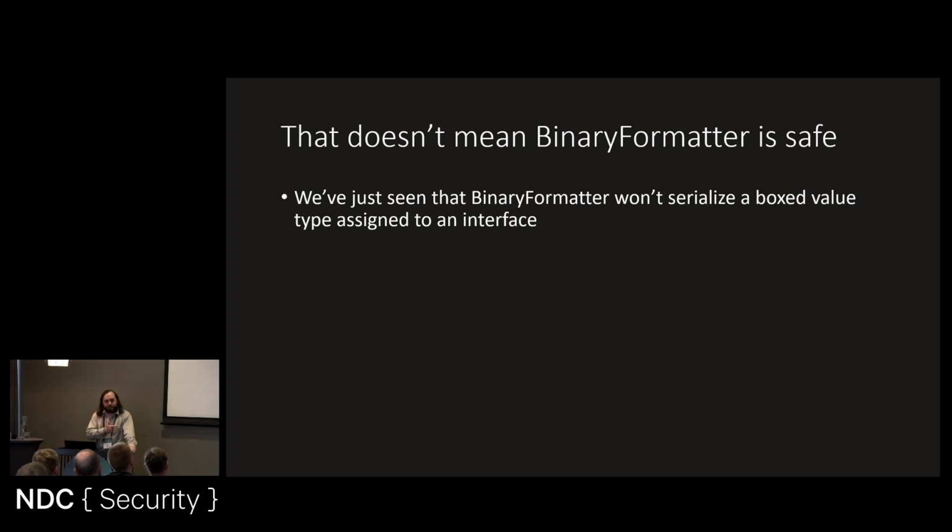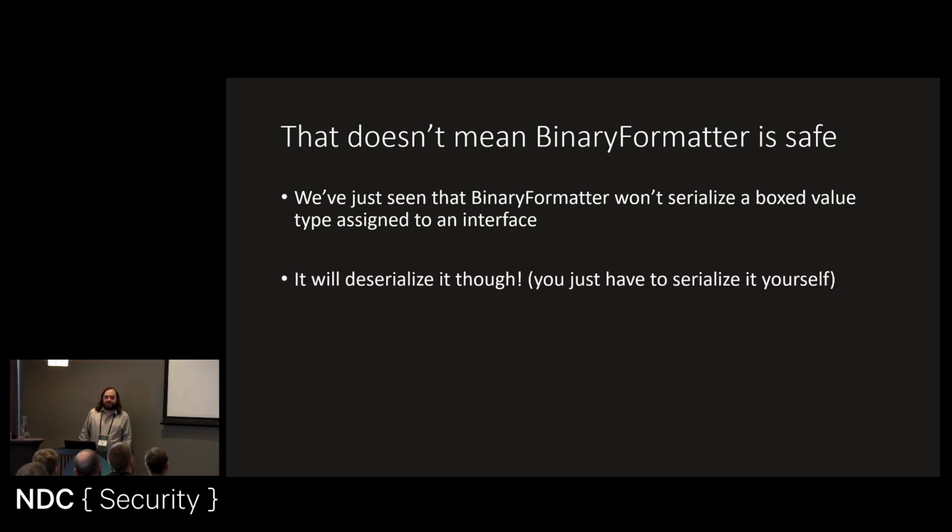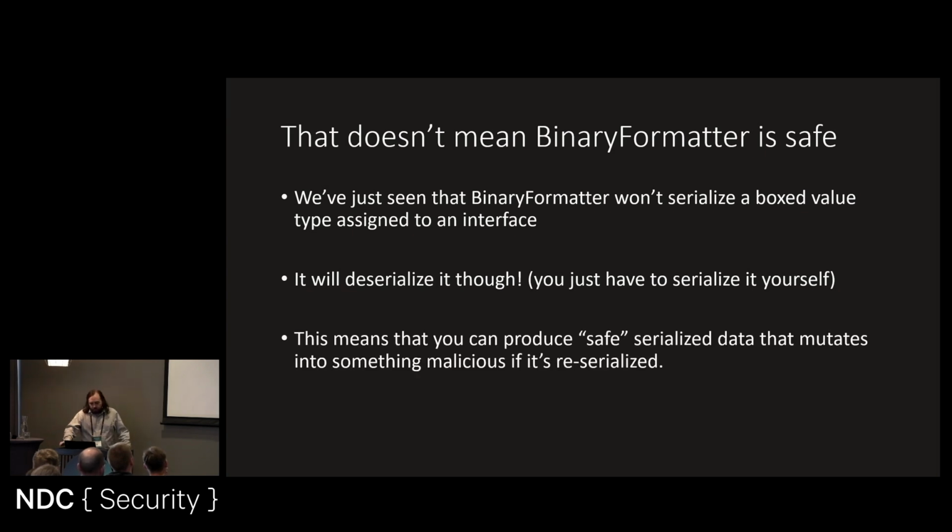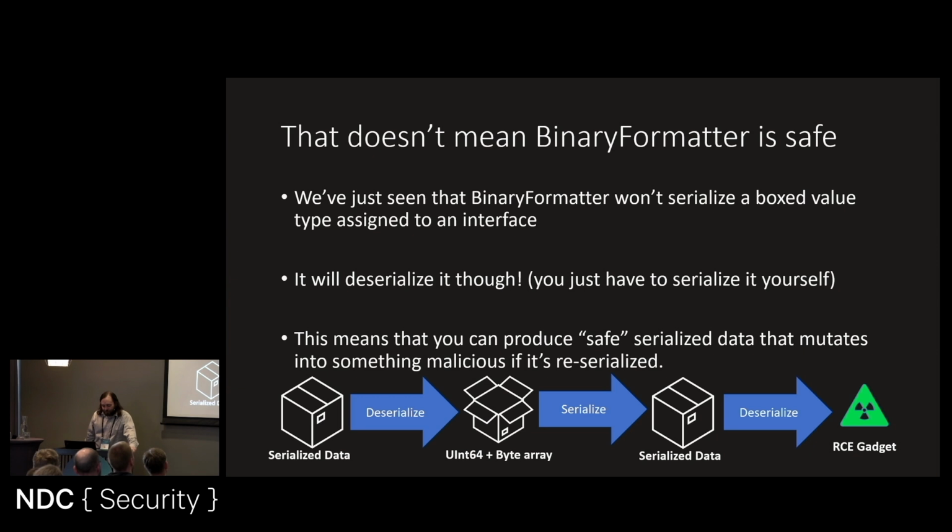I was just showing you that BinaryFormatter will serialize things incorrectly when you're assigning a value type to an interface member. But that doesn't mean there isn't a way to serialize that data. You can create MS-NRBF such that it means here's an interface member and we've assigned a boxed value type to it. If you create that data, BinaryFormatter will deserialize it, but you can set it up so that when it's serialized and then deserialized again, now it's an RCE payload. So you have this flow. You're providing serialized data to an application somewhere. It deserializes it. It gets a uint64 and a byte array. But if it serializes and deserializes it again, now it's RCE.